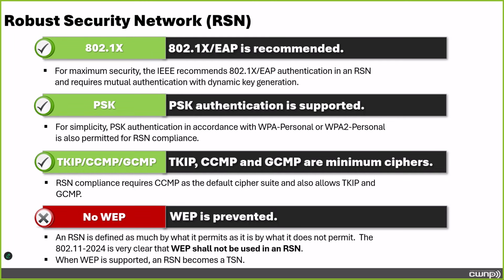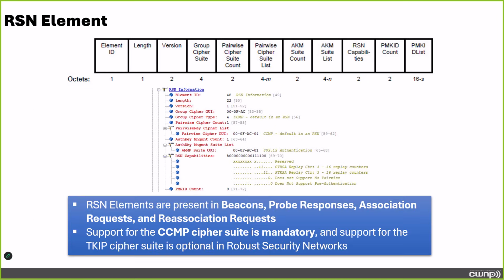So TKIP was the older stuff available to us as we transitioned from WEP to CCMP, and then CCMP, of course, was available, and then eventually GCMP became available, and so forth, right? And you'll see these come up again a little later as we talk about some of the newest security solutions that we have today. Within your wireless communications, there is an RSN element.